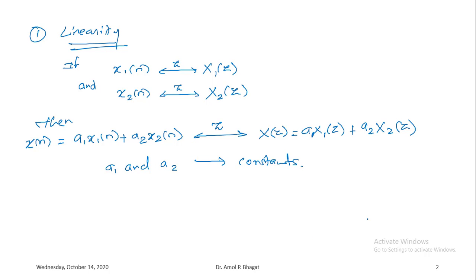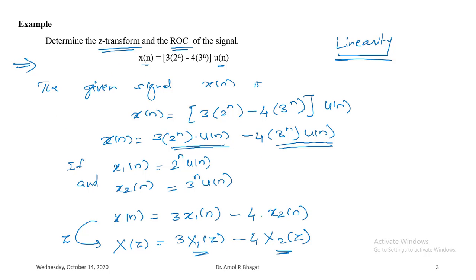As per the linearity property, if two discrete time signals x1 of n and x2 of n are given with their respective z transforms X1 of z and X2 of z, and you take the linear combination of these signals, that is a1 x1 of n plus a2 x2 of n, then its z transform will be simply the linear combination of their respective z transforms, and its ROC will be the intersection of the ROCs of these two z transforms. So I solved one example here by applying the linearity property. You can also directly identify the z transform of this given signal, but here we have applied the linearity property.